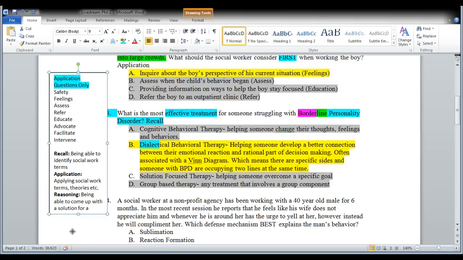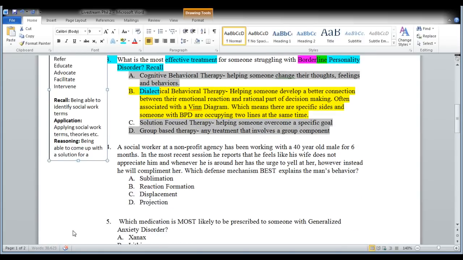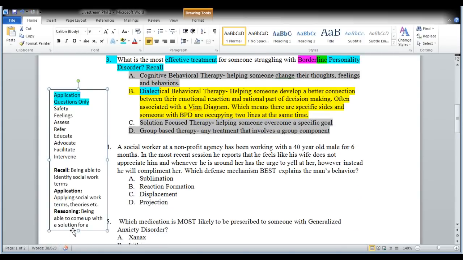So question number 4. A social worker at a nonprofit agency has been working with a 40-year-old male for 6 months. In the most recent session, he reports that he feels like his wife does not appreciate him, and whenever he is around her, has the urge to yell at her. However, instead he will compliment her. Which defense mechanism best explains the man's behavior?